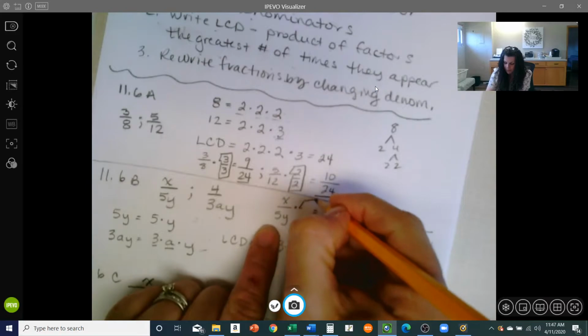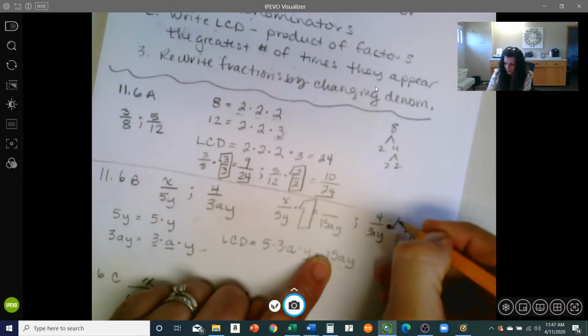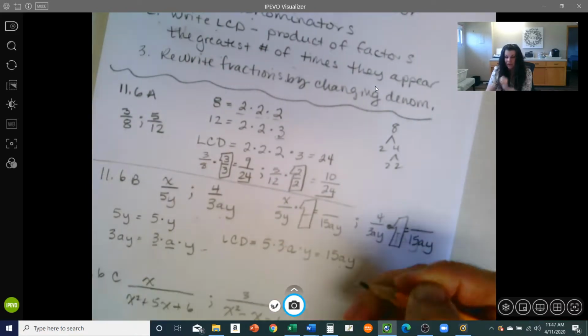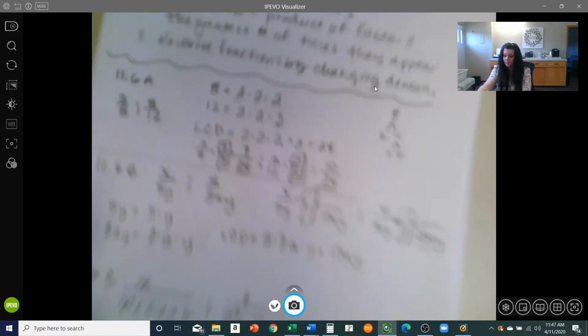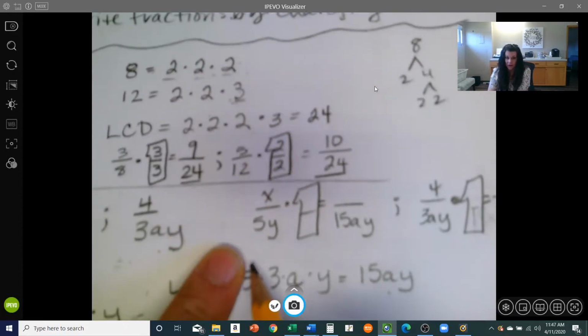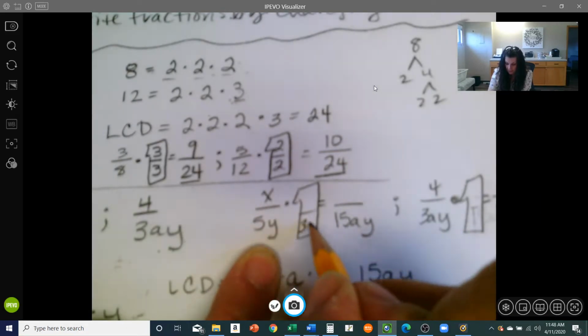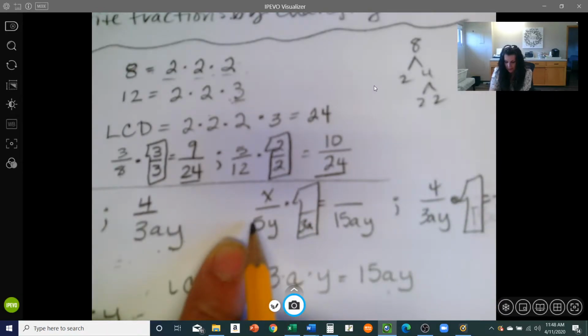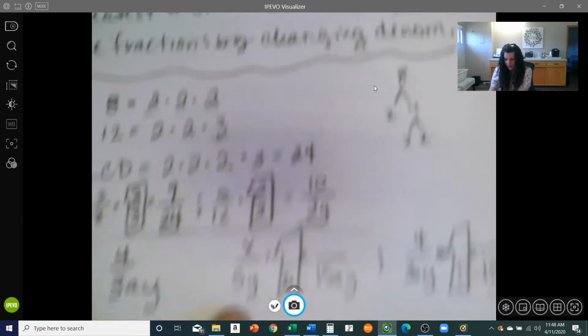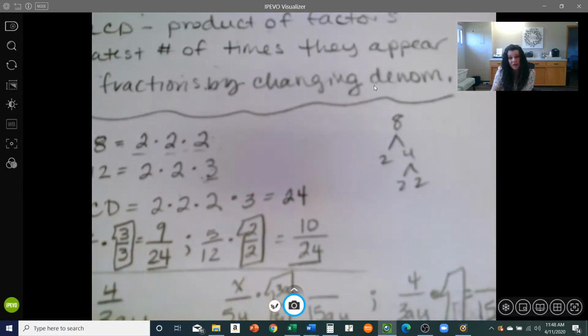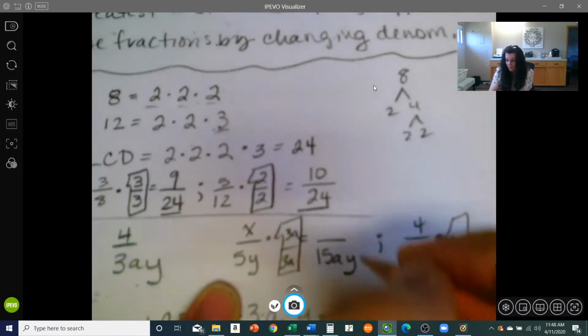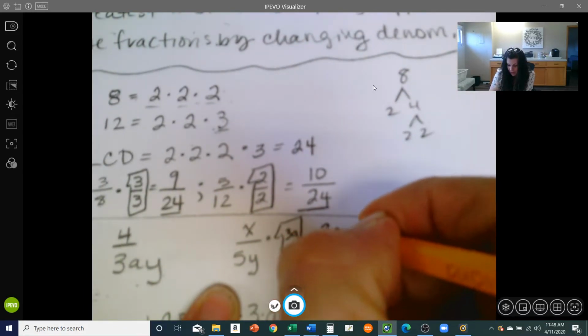So I'm coming up with that 1 that I'm going to put in there to multiply by so that I get 15ay. So 5y, to get 15ay, I need to multiply by 3 to get the 15, and I need to multiply by a to get the a. So now I get 15ay. So that means I need to multiply the top by ay.